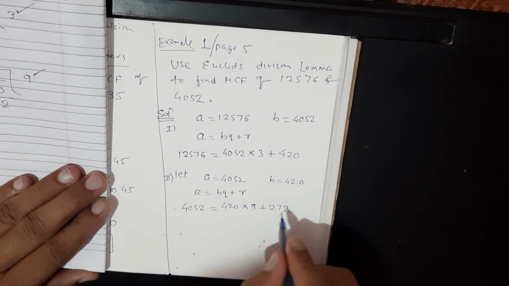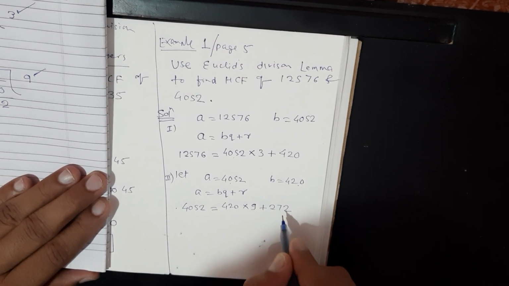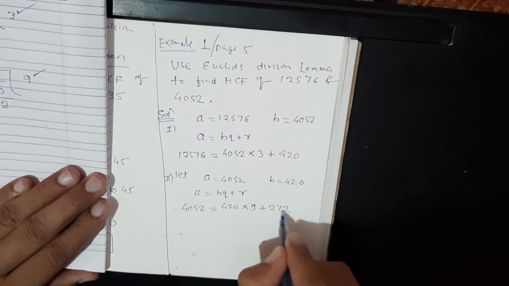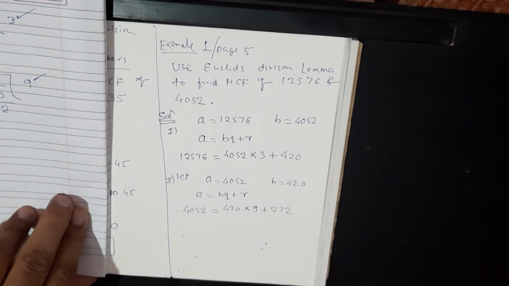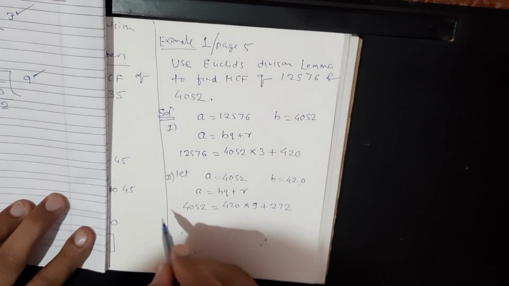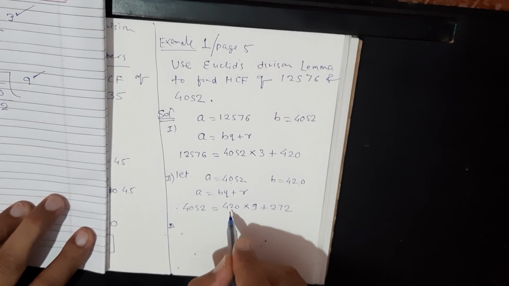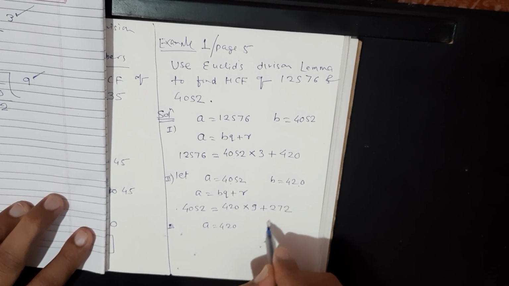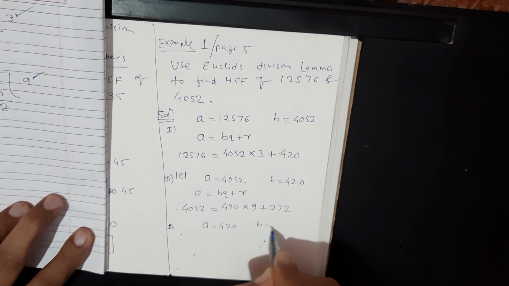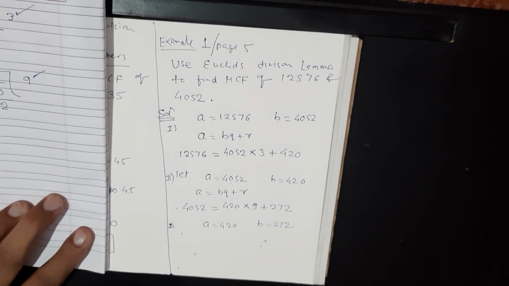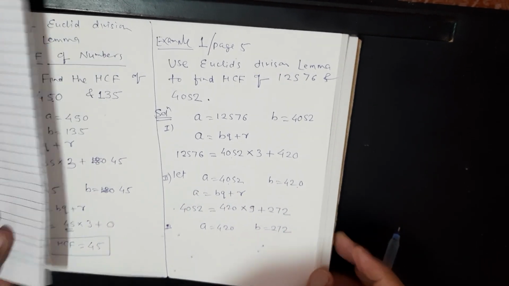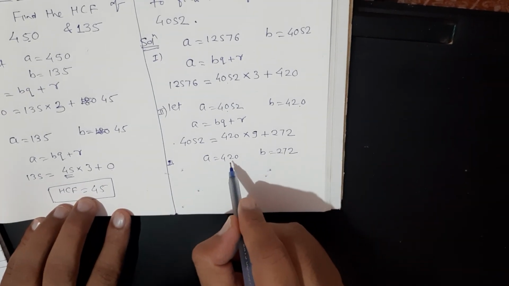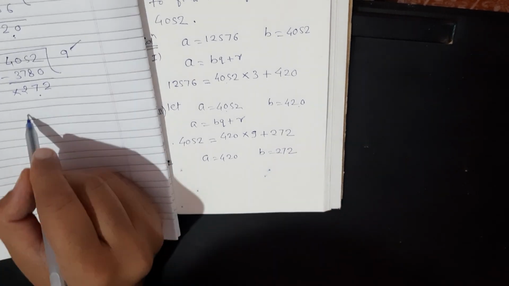Look at the next section, this remainder is not 0. Euclid's division lemma says until your remainder is 0, we have to do the procedure. In the third section, what was your B is now A, and this remainder is now B. Again we do the same procedure, we divide 420 by 272 in rough section.